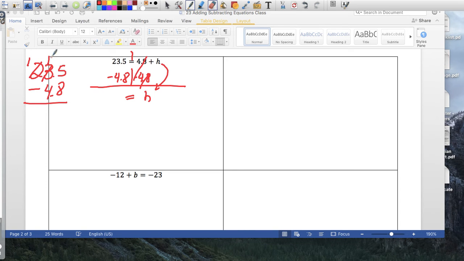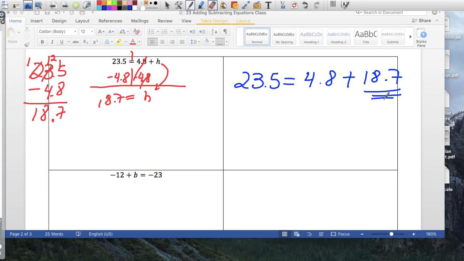Borrow, this becomes 12, 15, 7.8, 18.7. So we get 18.7. Let's see if that's true. It's 4.8 plus H, or 18.7, right? And 23.5 equals, let's do 18.7 plus 4.8.